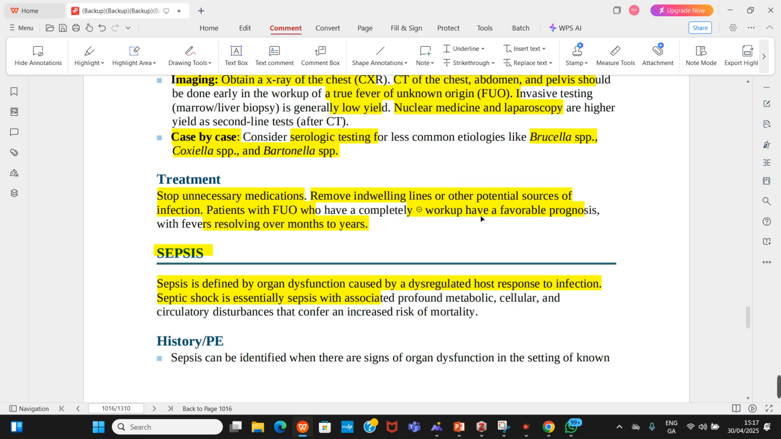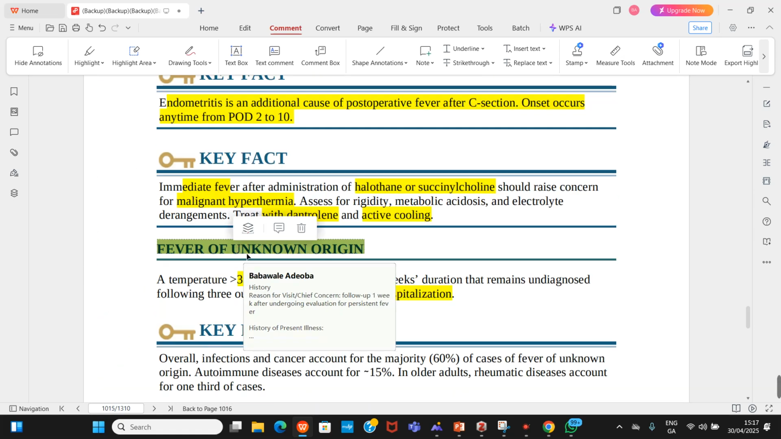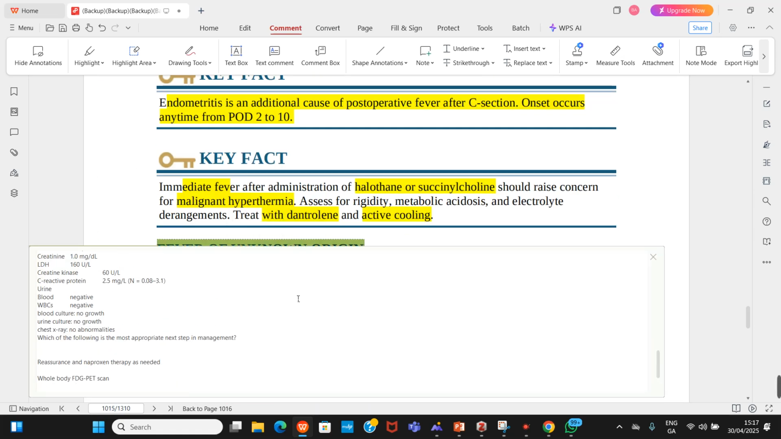So people that have a negative workup have a favorable prognosis, because it's going to resolve later, just like we said. So let's see, I don't think we have a question. So let's see, there's a question here.